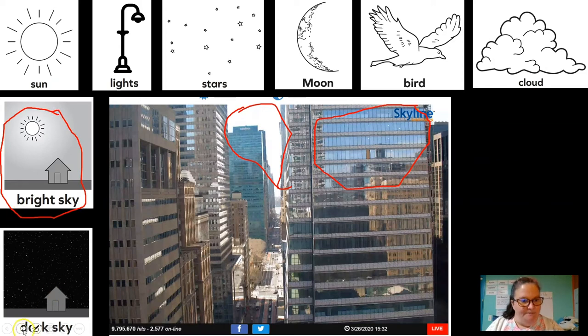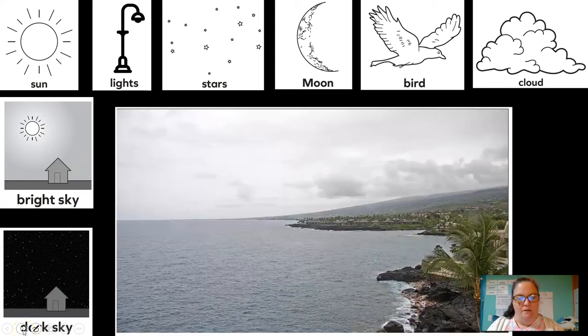Okay, next one. Ooh, Hawaii. This is Keauhou Bay in Hawaii. And thank you to my good friend Kaylee for helping me pronounce the name of this bay, Keauhou. And I picked Hawaii because I have friends who live there. And I thought this was a great picture of the sky. So let's look and see what we observe in the sky in this picture.